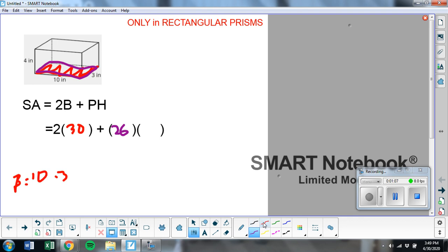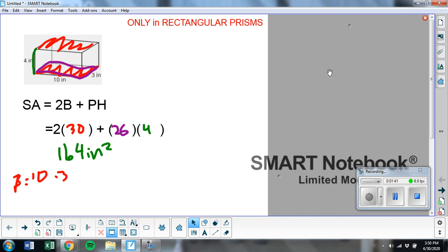And finally, the height. Remember, height's neither 10 nor 3. Height, according to your notes, is the distance from one base to the next. So if this is the bottom base, then this is the top base. And how far apart are those bases? 4. When I multiply that out, I get 164 for a final answer. We're doing area, so inches squared.